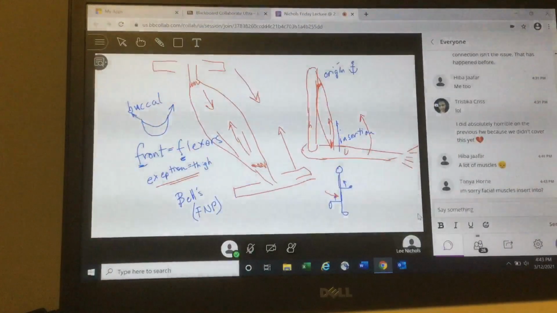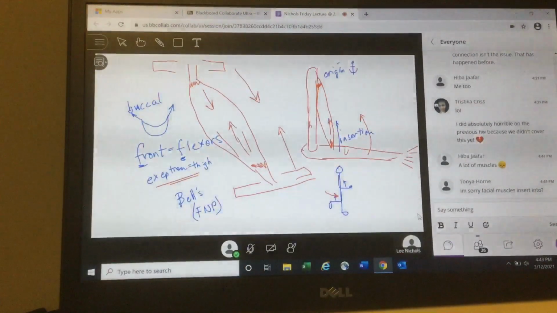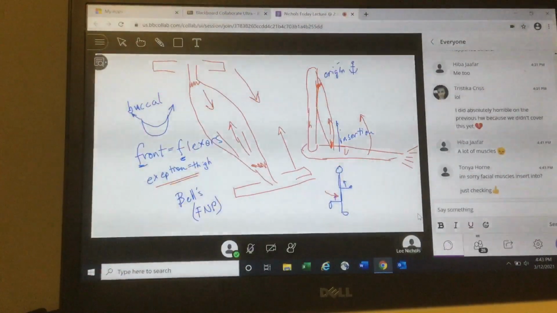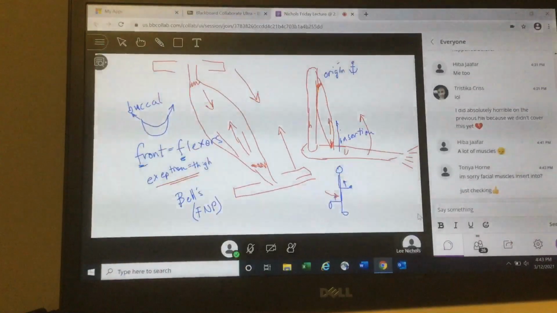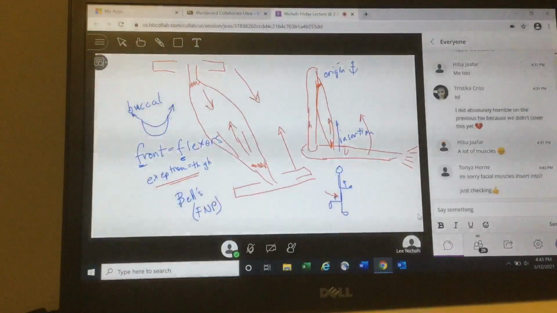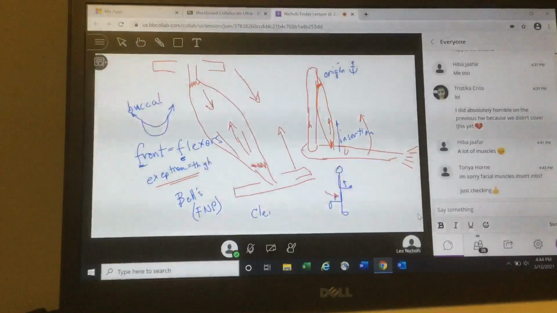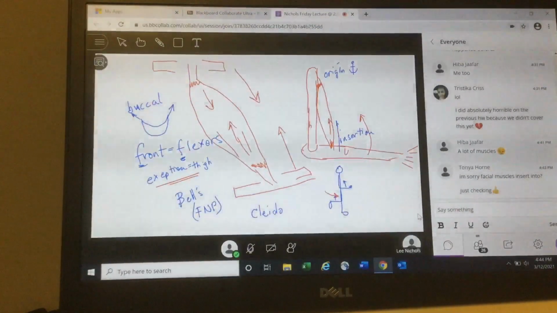Sternocleidomastoid. Contraction of both sternum. Now, sternocleidomastoid is an interesting muscle because it's got its origins and insertions right there in its name. It originates on the sternum and the cleido. Where's your cleido? Cleido is actually a German word for what body part? What bone?